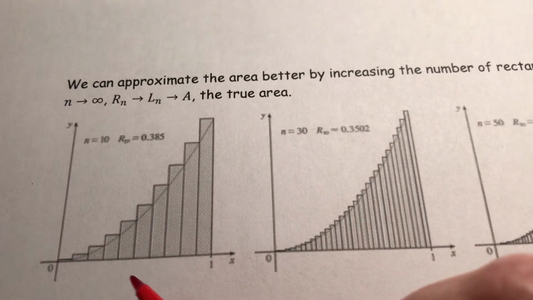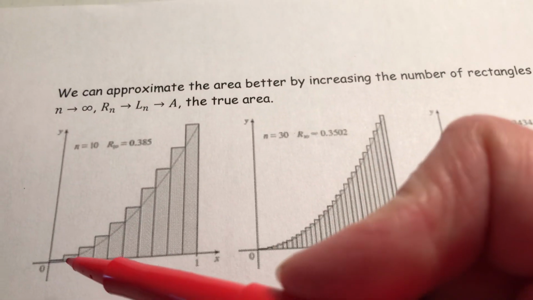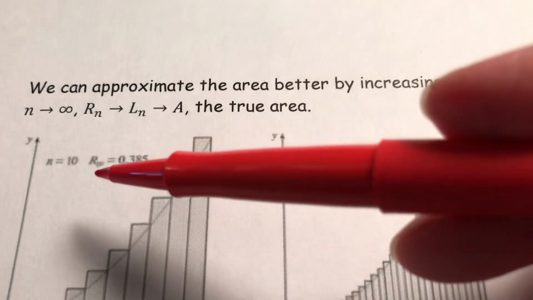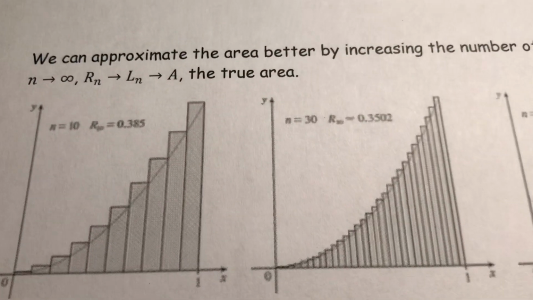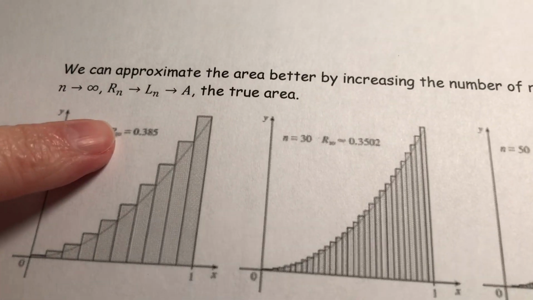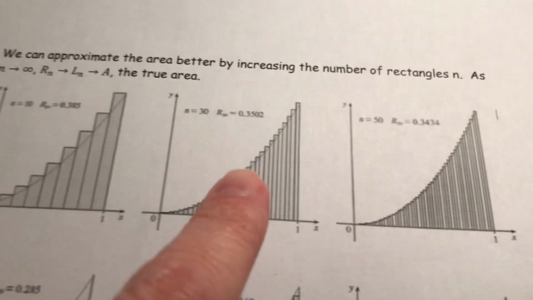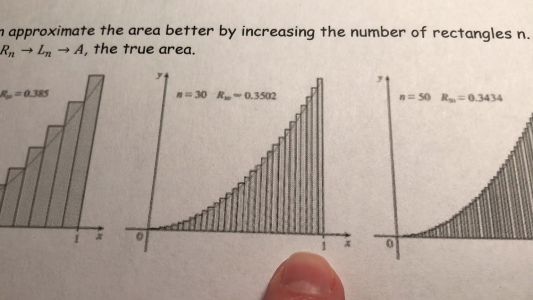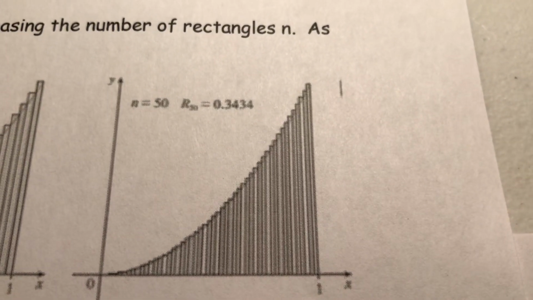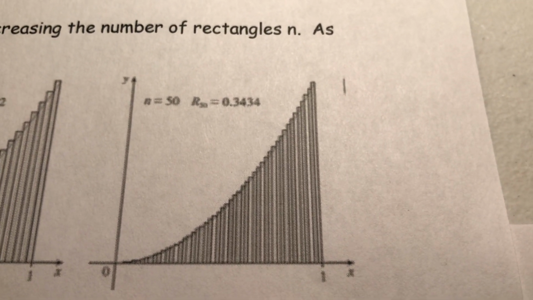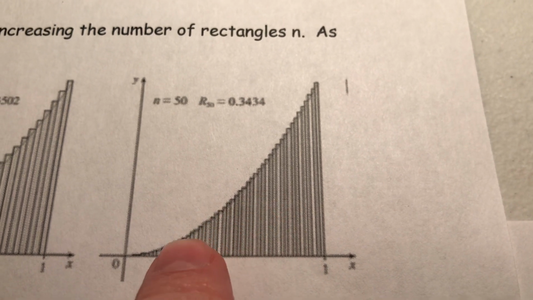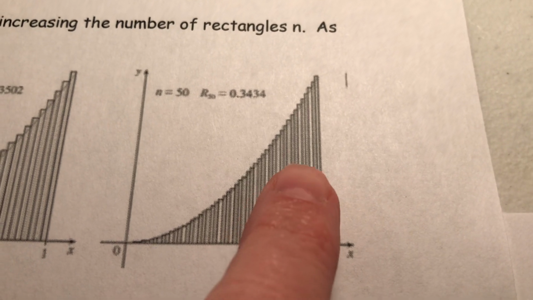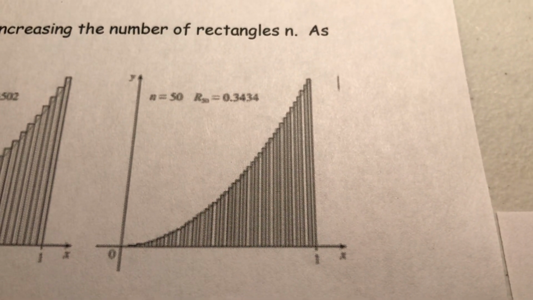So this is taking the 0 to 1 and dividing it in tenths. So, you know, it's going to be 0.1, 0.2, 0.3, 0.4, all the way to 1. And they get an estimate, adding up all those rectangles, of 0.385. Then they did 30 rectangles and got 0.3502. And then they did 50 and they're getting 0.3434. And notice that the more rectangles you divide this into, the better of an estimate of the area under the curve you're getting.